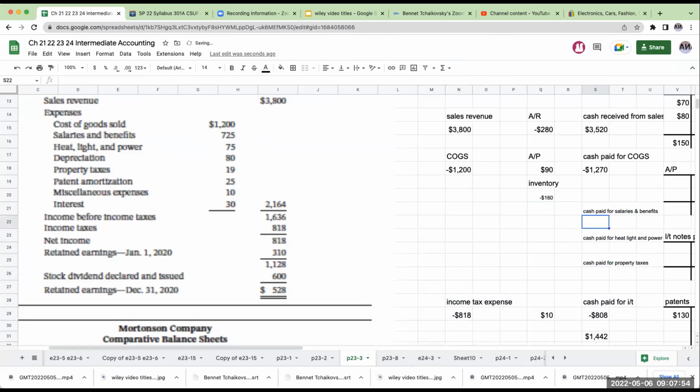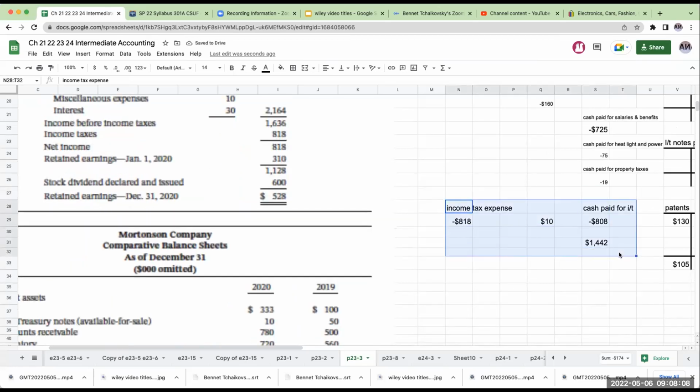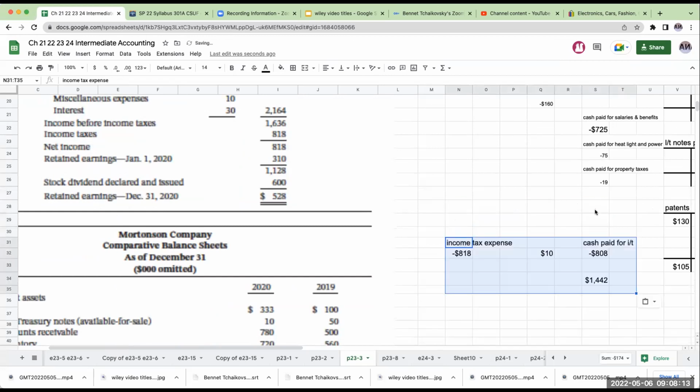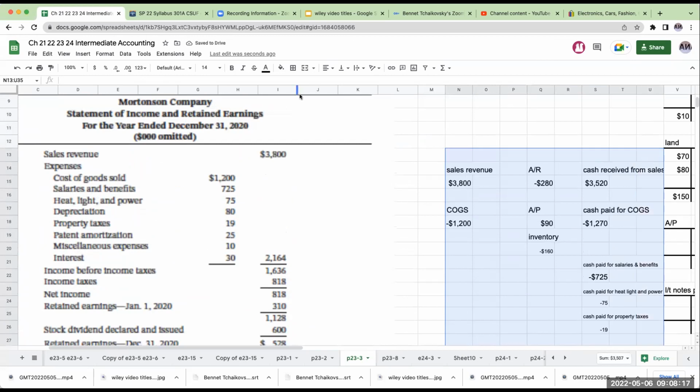So let's see. My cash paid for salaries and benefits, cash paid for heat, light, and power was 75. Cash paid for property taxes was 19. And let's add some more of these up. It's kind of fun, because I screwed up a question. Absolutely. Let's dig into this. At least it's fun for me.